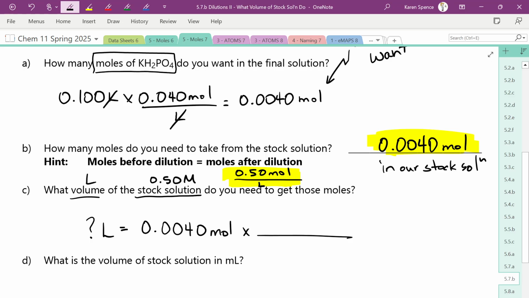What do we want on the bottom? Moles. What do we want on the top? Liters. So we're going to have 0.50 moles per 1 liter. And we get 0.0080 liters.